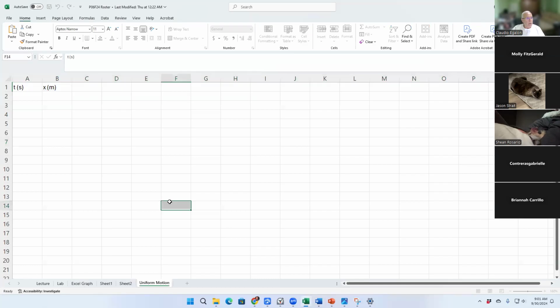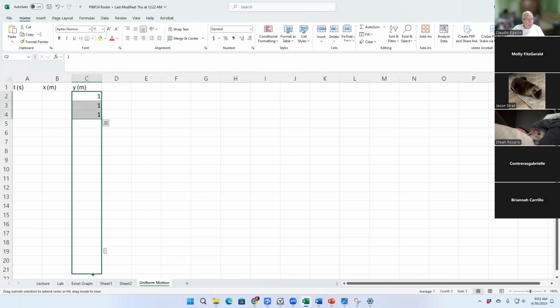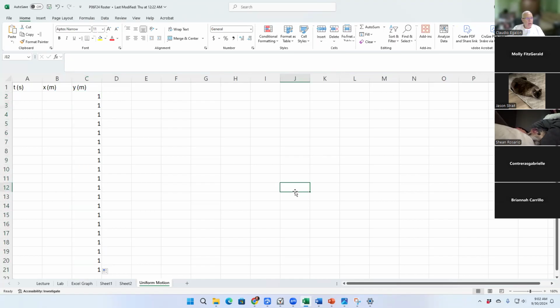And I have to put the y here as well, okay? Because it's 1D motion, the y is going to have the same value no matter what. Remember, it's 1D motion, so I'm going to put 1 meter high. Let's say the object is 1 meter high. And then we're going to start t equal to 0, 1, 2, 3, 4, and so on, right?